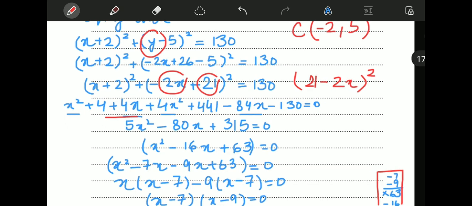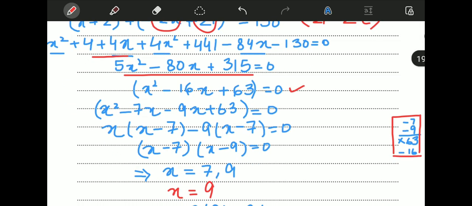And further, from this quadratic equation, what we will do, we'll simplify it. Obviously we can divide this whole by 5, so we are doing that, and then we'll get a simplified version like this. Now we can factorize it.